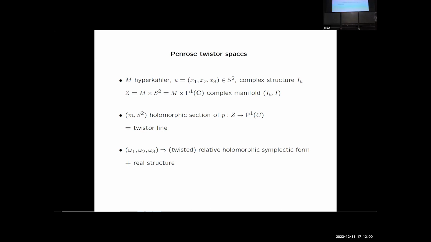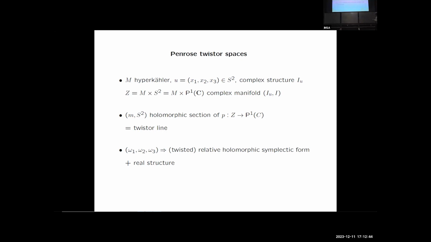Each point of the two-sphere gives us a complex structure in the tangent space of M. S2 itself is complex, and so it turns out that this is actually a complex manifold. And it has various properties. One is that if you fix a point on M, then the corresponding two-sphere is holomorphic. And if you project onto the two-sphere, that's also holomorphic. So these P1s, these two-spheres, holomorphic curves, we call twistor lines. They're basically holomorphic sections of this fibration of the three-manifold over the projective line.